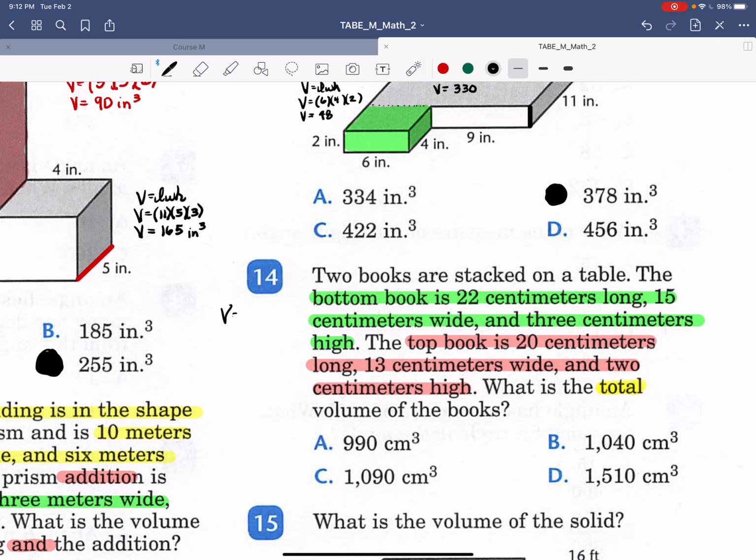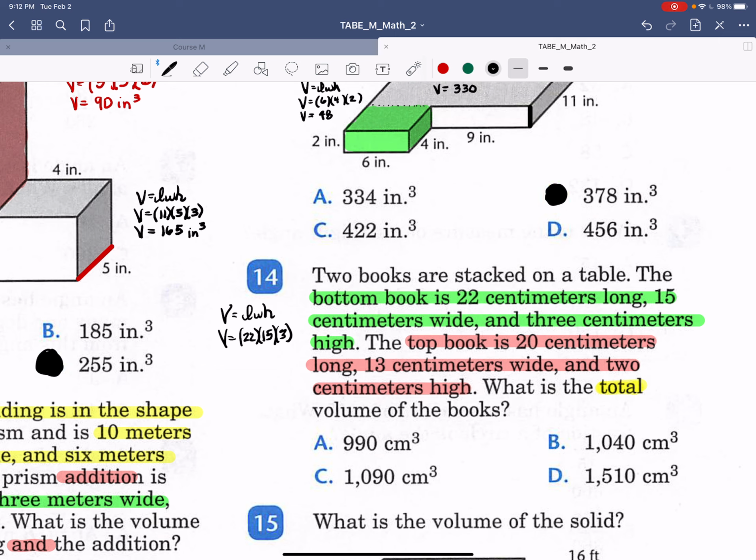So I'm not going to draw these. The green one is 22, 15, and 3. No way I'm going to attempt that in my head. I do know people, I have friends who can do that. 990. But I am not one of those people. I don't do mental math well.